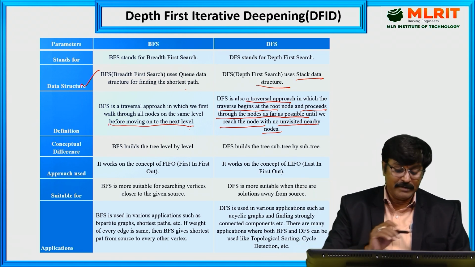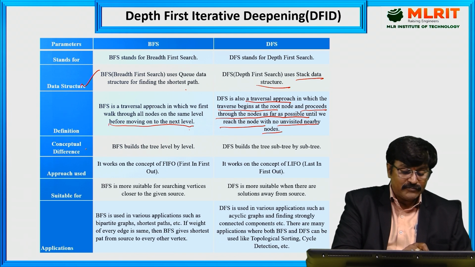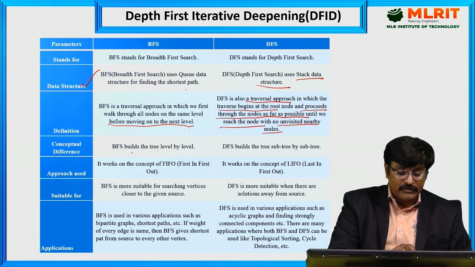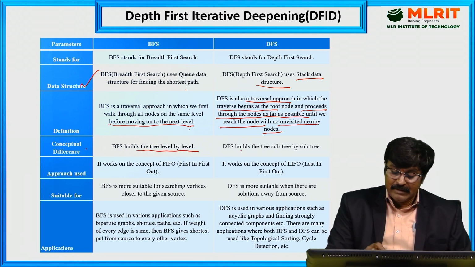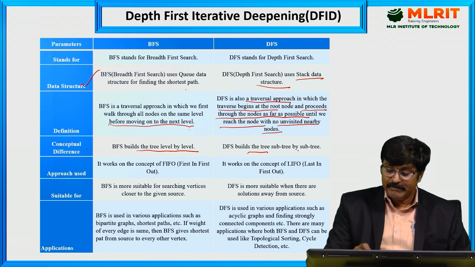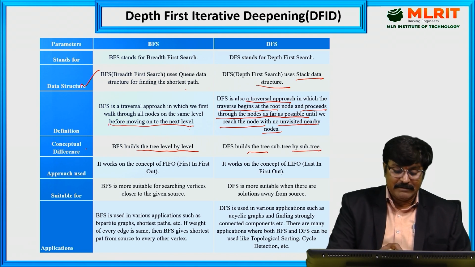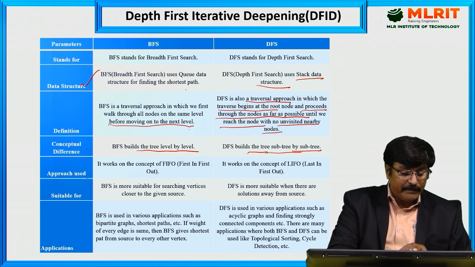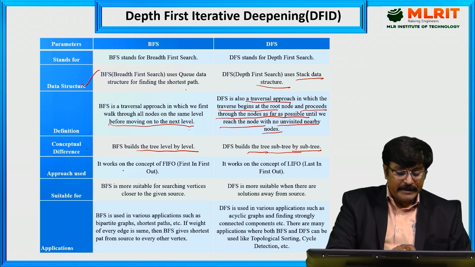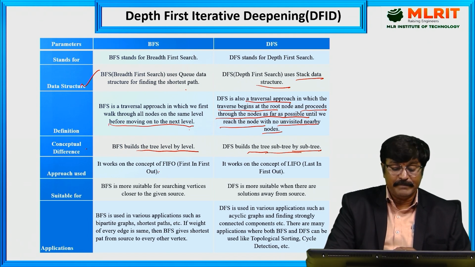So the conceptual difference is that BFS builds the tree level by level, it is the level based algorithm, whereas DFS builds the tree subtree by subtree. And the approach used in this case works on the concept of first in first out. First in first out, like that, this is the breadth first search.